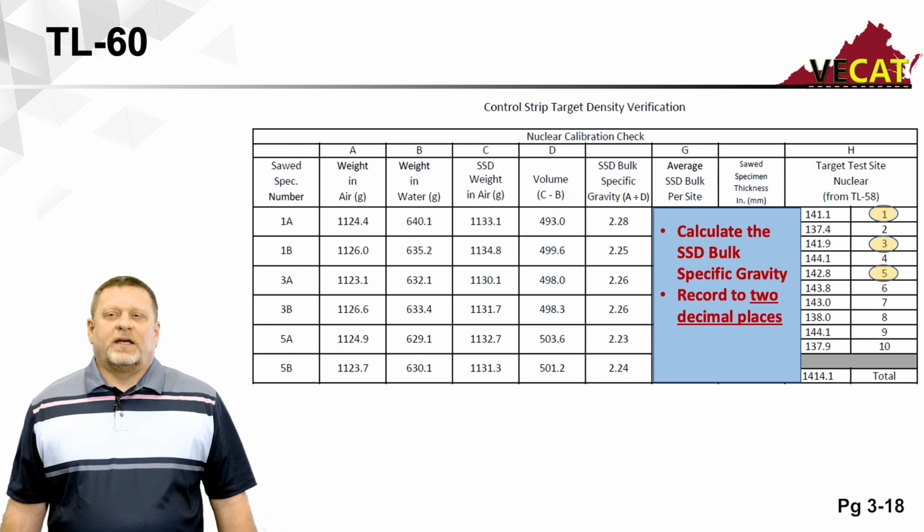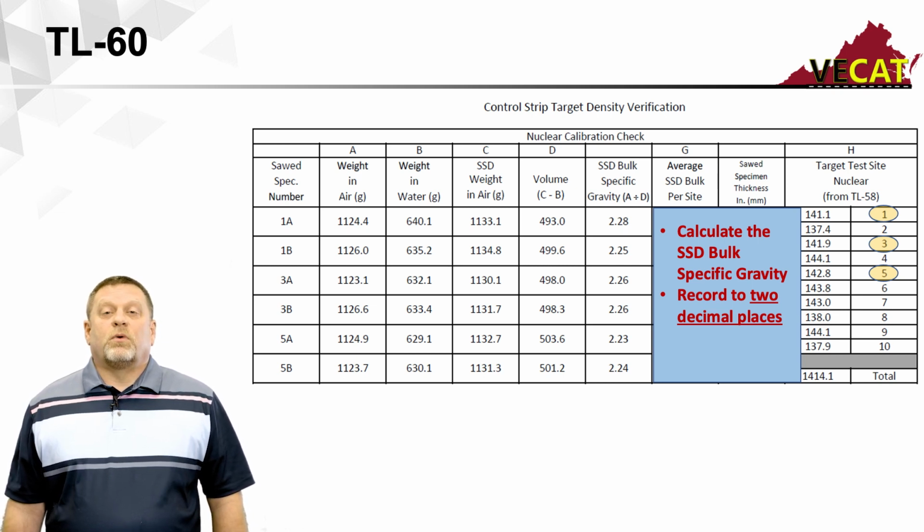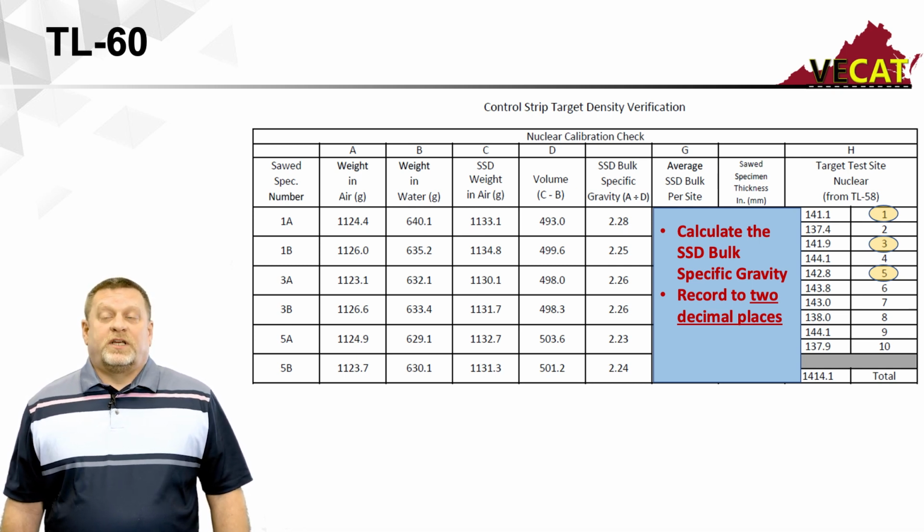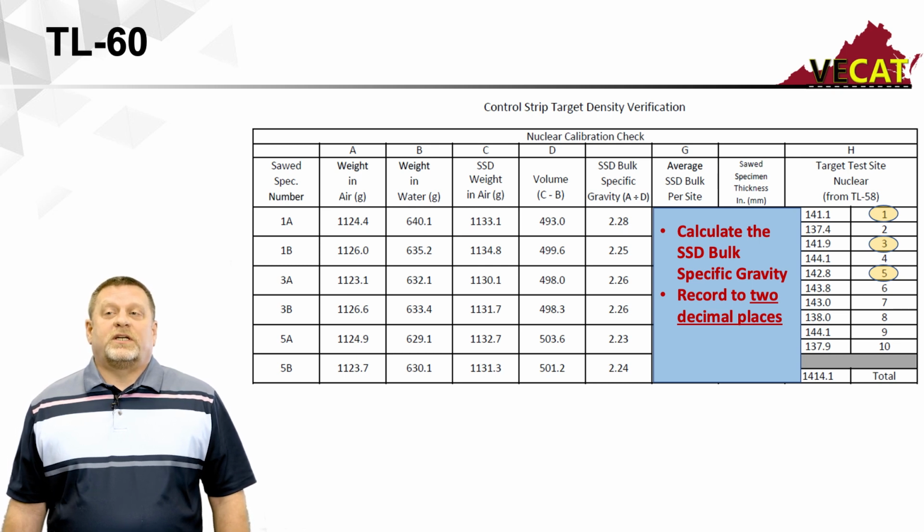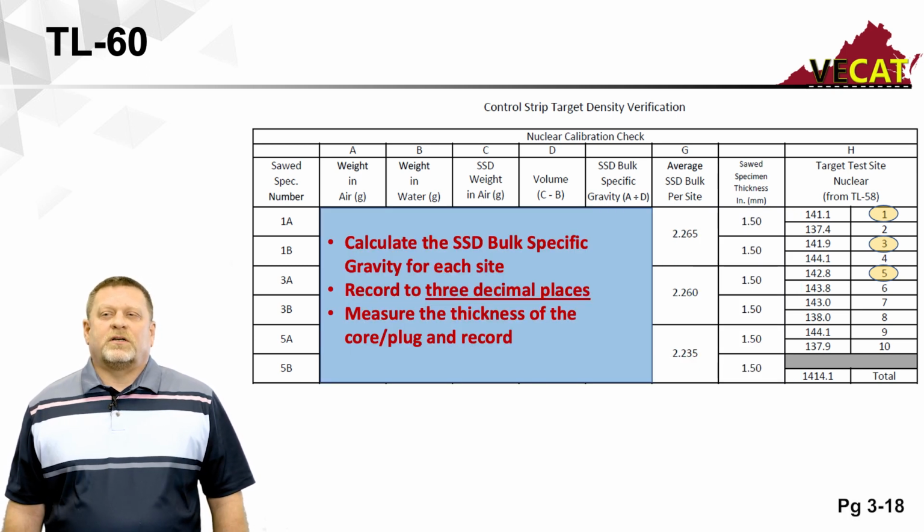Okay, we complete our calculation here. With this calculation, we want to report, as we said earlier, these bulk specific gravities to 2 decimal places. Now note that specimen 1A and 1B together represent the one nuclear density reading that was taken at site 1. So in order to continue on, we're going to average these 2 readings, by adding the 2 together and dividing by 2. But when we report the average for this location, for sites 1A and 1B, we're going to report these specific gravities to 3 decimal places, as you see here on the form.